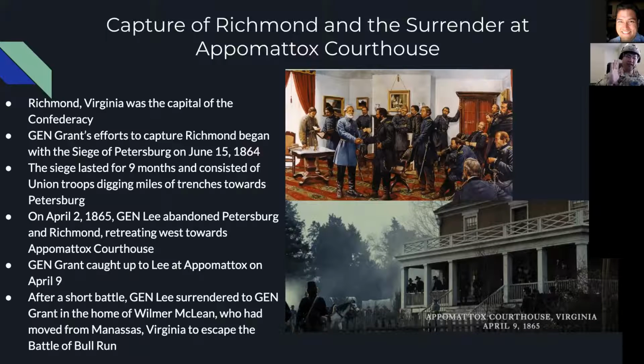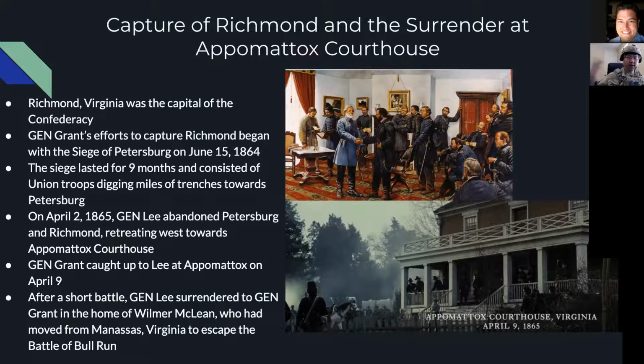So on April 2nd, in 1865, after 9 months, General Lee abandoned Petersburg and the Confederate capital of Richmond, Virginia, because he wasn't able to hold it any longer. They were starting to run out of supplies. They were starting to run out of ammunition. There were just too many wounded or too many dead. So General Lee abandoned Petersburg and Richmond and retreated west, deeper into Virginia, towards a place called Appomattox Courthouse.